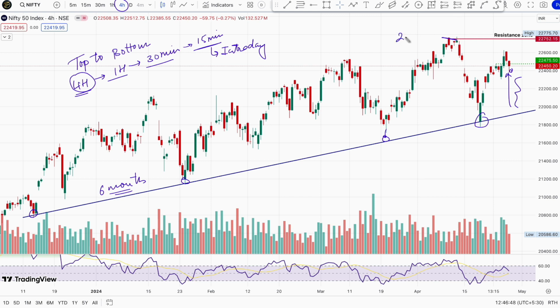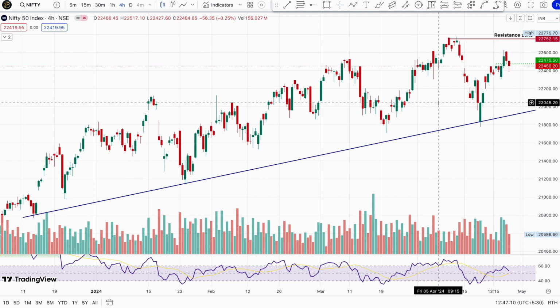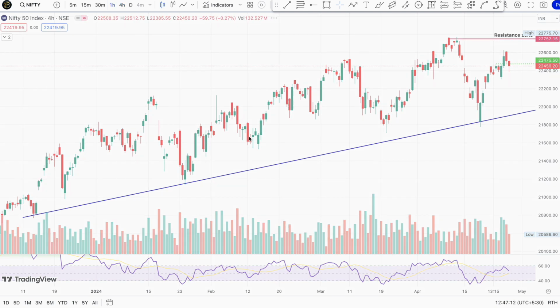On the higher side, this is the resistance zone. I would say 22,750, which is the all time high, would be our resistance zone. The market has also created an intermediate resistance zone at 22,600. On the higher time frame we are not able to see much here.